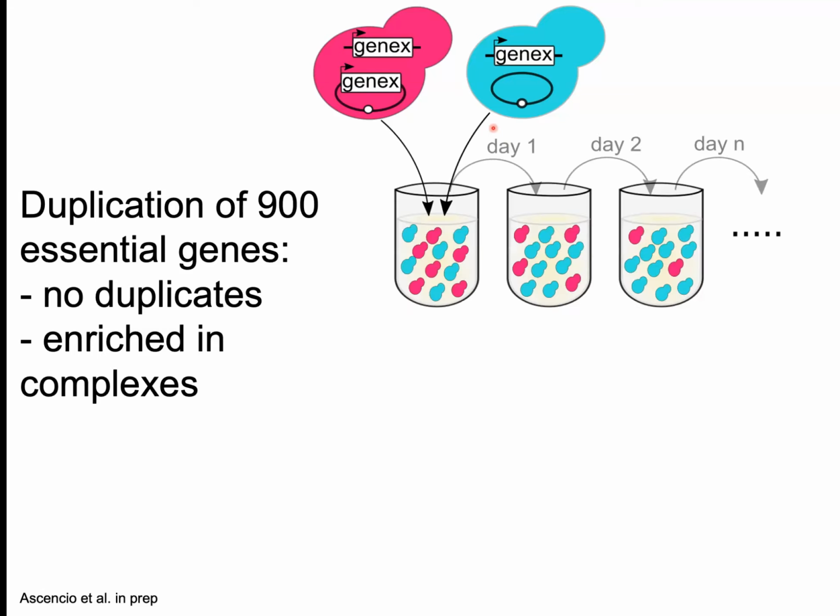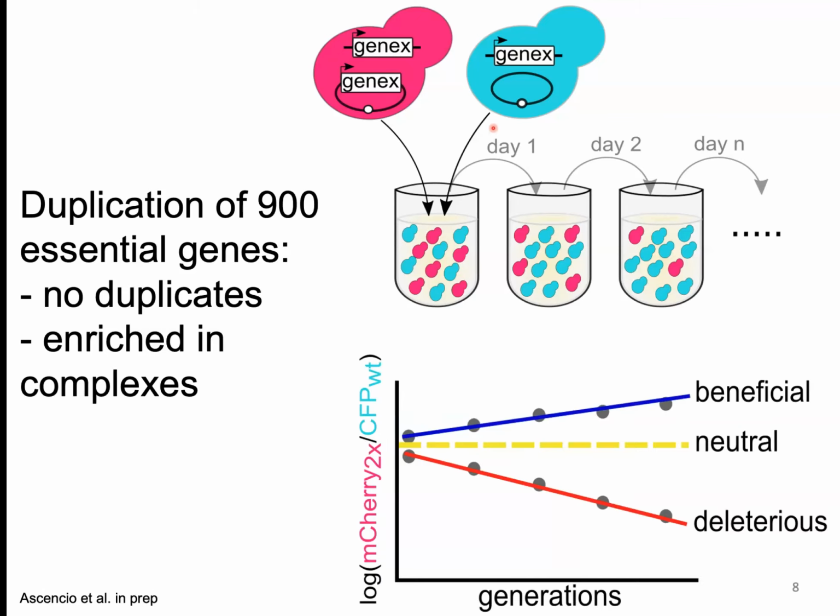In a competition experiment, by following the ratio of the two strains through time, she could estimate the fitness effects of each of the duplications and measure the selection coefficients associated with these gene duplications and identify beneficial, neutral, and deleterious duplications.